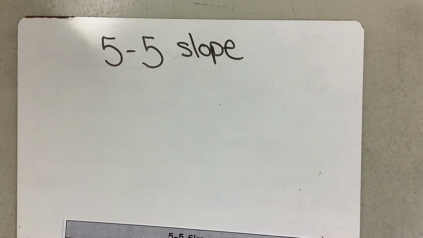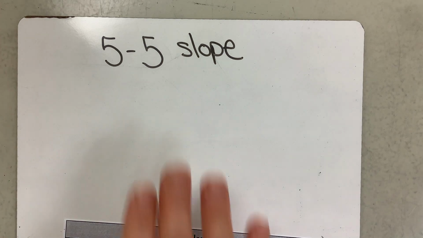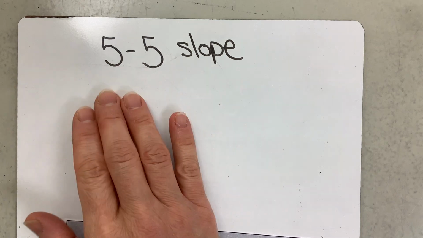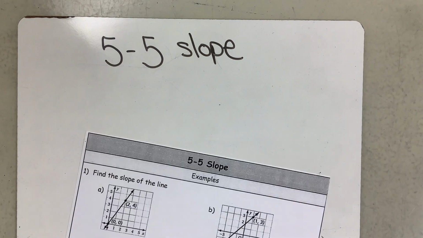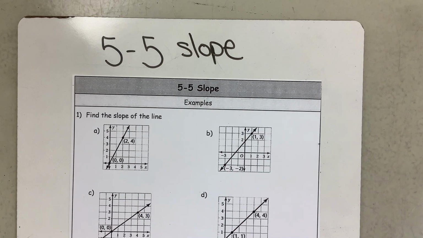Alrighty, this is a very important topic and one that you're really going to need to make sure that you grasp, and it's going to continue to come back many, many times. And this is slope. This is in the Big Ideas book, section 5.5. These are the notes that I'm going to cover.